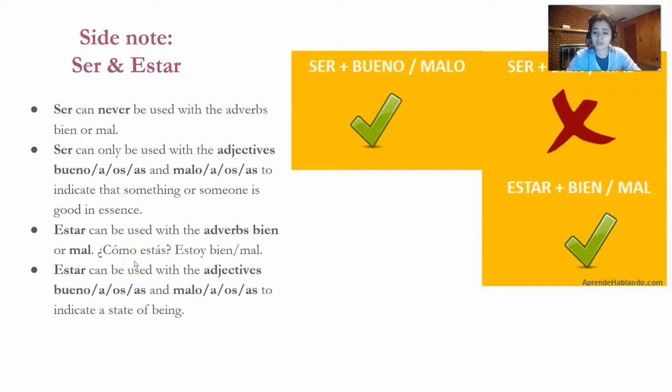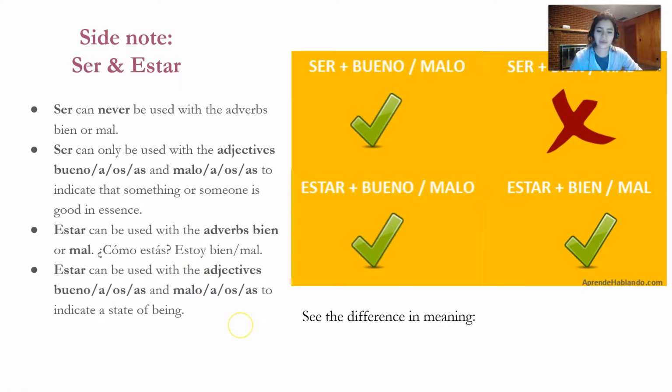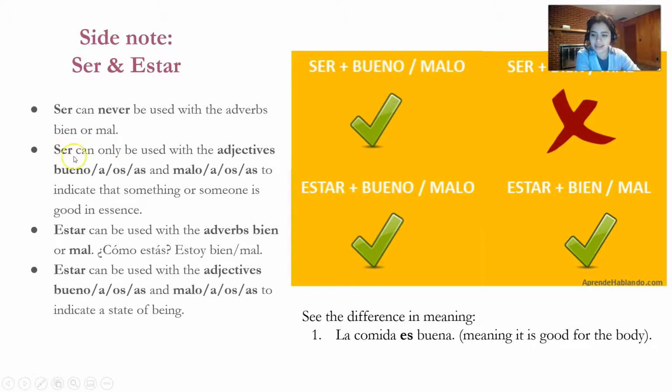Estar can also be used with the adjectives bueno, buena, buenos, buenas, and malo, mala, malos, malas to indicate a state of being. So I want you to see the difference in meaning. La comida es buena. So when you're using ser with bueno or malo, what you're saying is that the thing is good in essence. You are describing a noun that is good or bad in essence. So la comida es buena. What you're saying is it's good for your body.